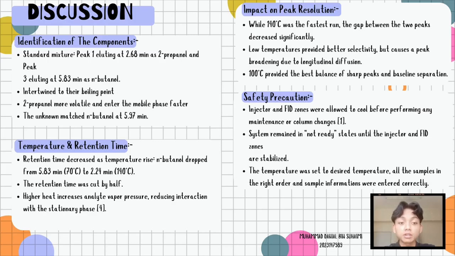Finally, regarding our laboratory operations, safety precautions were our very top priority. When in operation, we ensure that the injector and FID zones are allowed to cool before performing any maintenance or column change, as these zones are significantly higher in temperature than the oven. The system remained in a not ready state until the injector and FID zones stabilized. Thermal equilibrium is essential for reproducible results. To ensure the accuracy of the results, we make sure that the temperature was set to the desired temperature, all the samples are in the right order, and sample information was entered correctly.